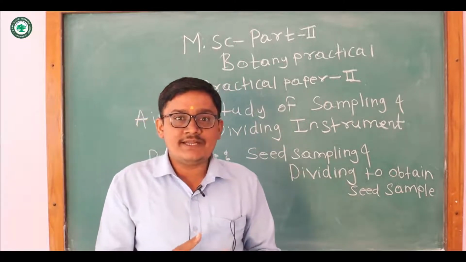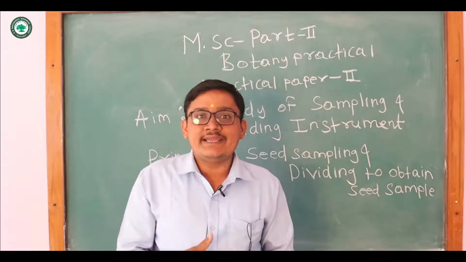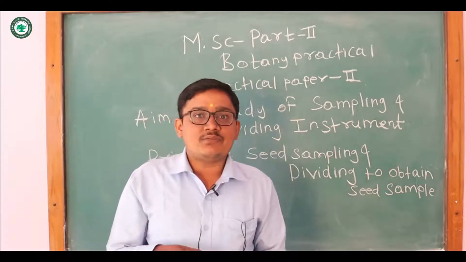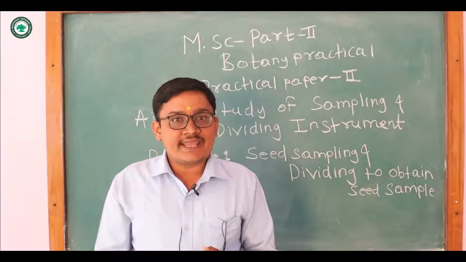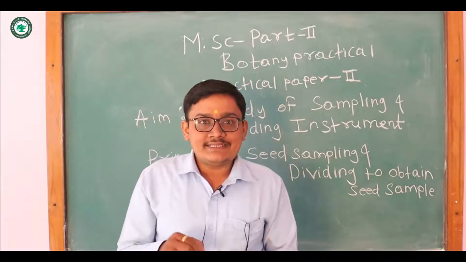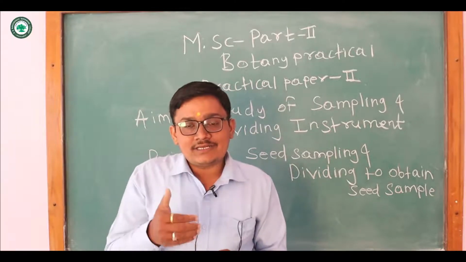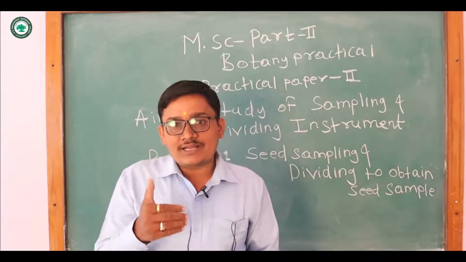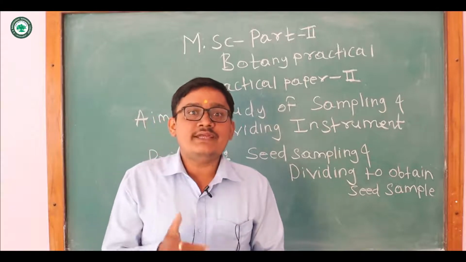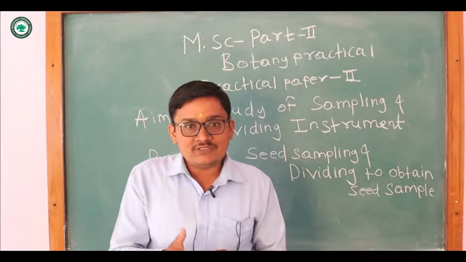In dividing instruments, there are also three types. First is known as the Boerner divider. Second is known as the gamet divider. And the third is known as the soil type of divider. I will show these instruments in a figure, as they are for demonstration purposes only.